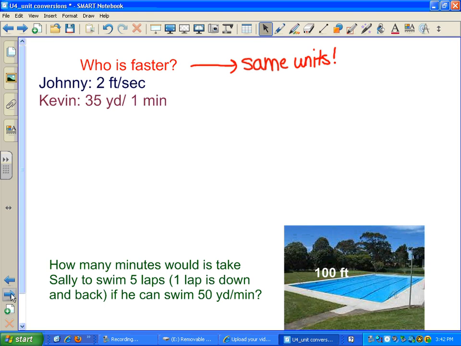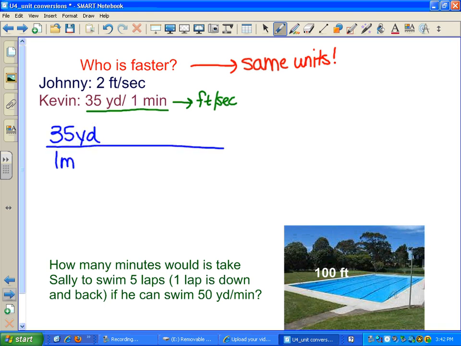So we need to go ahead and change one of these, either Johnny's situation or Kevin's situation, so that we have the same units. Let's go ahead and take Kevin, and we're going to convert Kevin to feet per second. That's going to be our goal. So I'm going to start with what it gave me, 35 yards in 1 minute. And let's go ahead and get rid of yards, and let's get it in terms of feet.